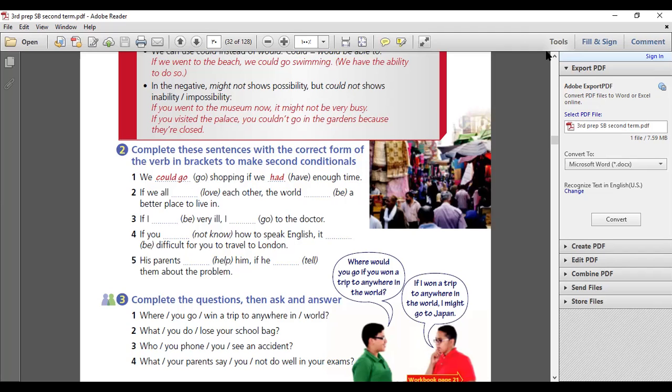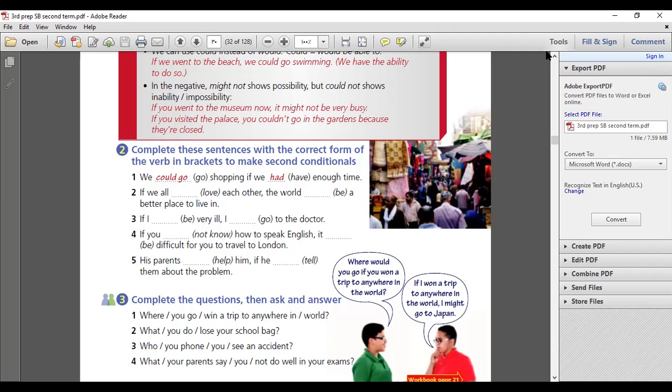Number 4. If you not know how to speak English. Not know will become what? If you didn't know. Didn't know. Super excellent. It be difficult. It would be.